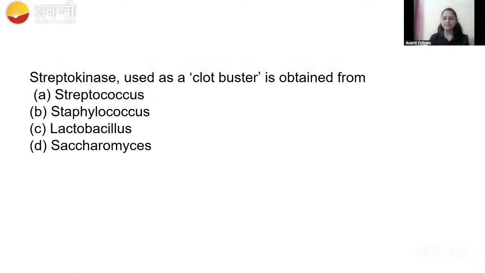Streptokinase. In the last class, we studied that streptokinase is a product which acts as a clot buster, right? It is going to burst the clots which are present. So from which organism is this product taken? Option A, Streptococcus. Option B, Staphylococcus. Option C, Lactobacillus. Option D, Saccharomyces. Think once again.